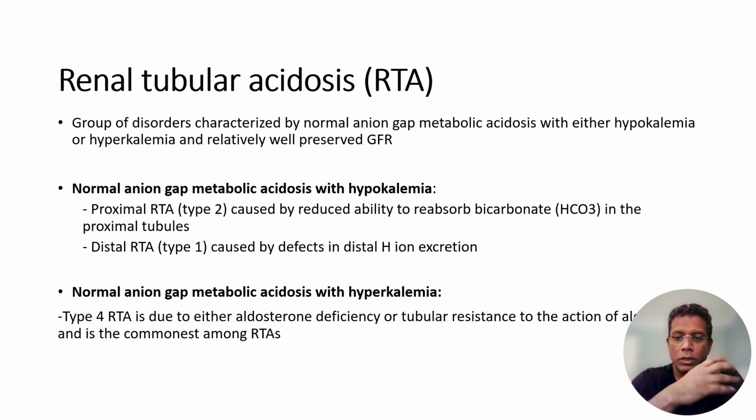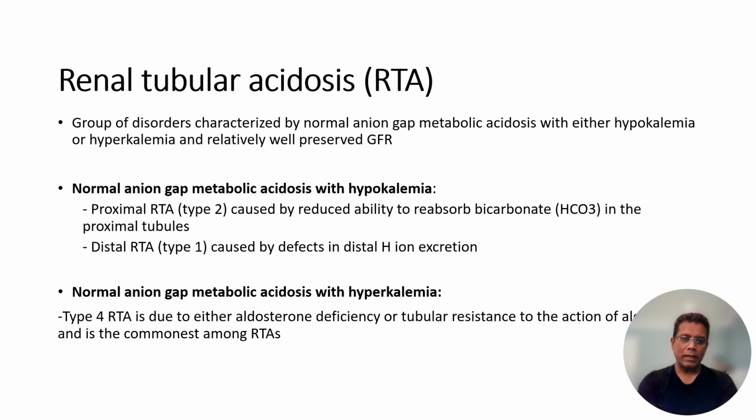Now, since it's normal anion gap, of course, the chloride will be high. So high chloride, normal anion gap metabolic acidosis with either hypo or hyperkalemia with relatively well-preserved GFR should make you suspect RTA. Now, I said relatively well-preserved GFR. So if somebody, for example, had a GFR of 60 and now has dropped suddenly down to 30, I would be tentative with making a diagnosis of RTA in that context. But if someone had a GFR of 35 and has now come down to 30, I would say that it's relatively well preserved despite the CKD. So as I said, it can come with either hypo or hyperkalemia.